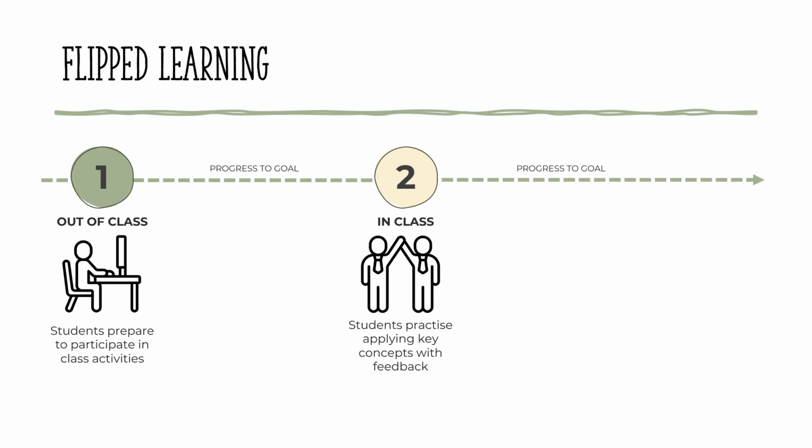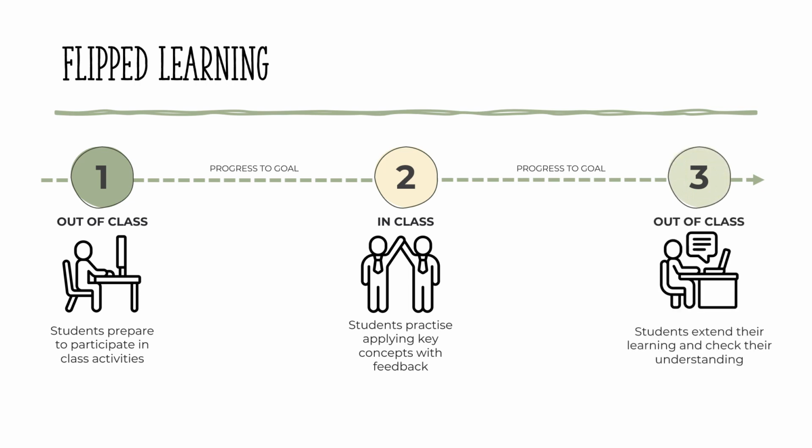The final part of flipped learning, to get students to achieve their goal, is where we get them working out of class again. Students can extend their learning and check their understanding based on what they've got from their preparatory homework and from the activities that they've done in class. They're then in a position to consolidate their learning, extend their learning, but at all points check that they understand. So this could be a low stakes quiz, it could be exam based questions, it could be developed homework tasks from the lesson itself.